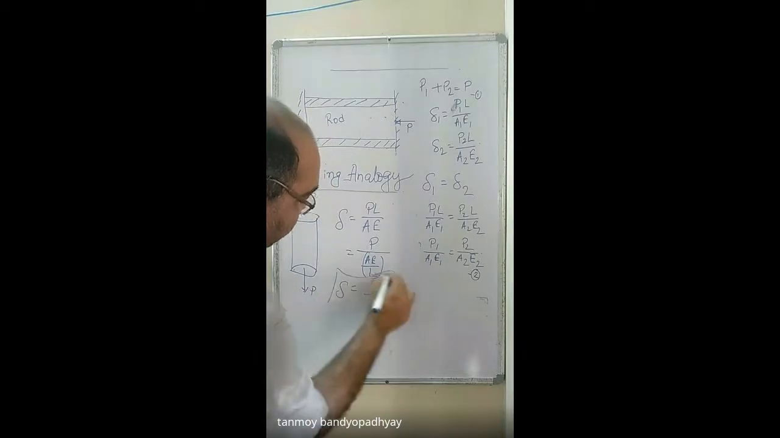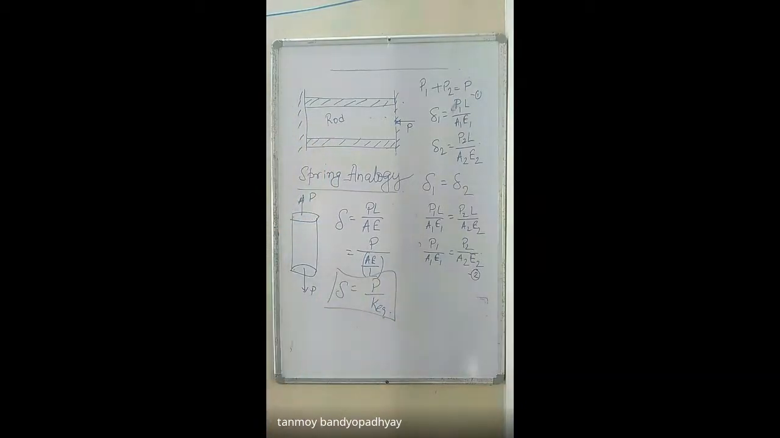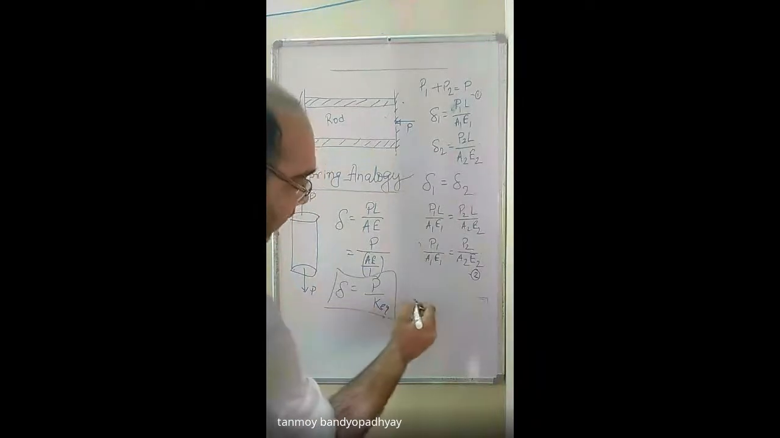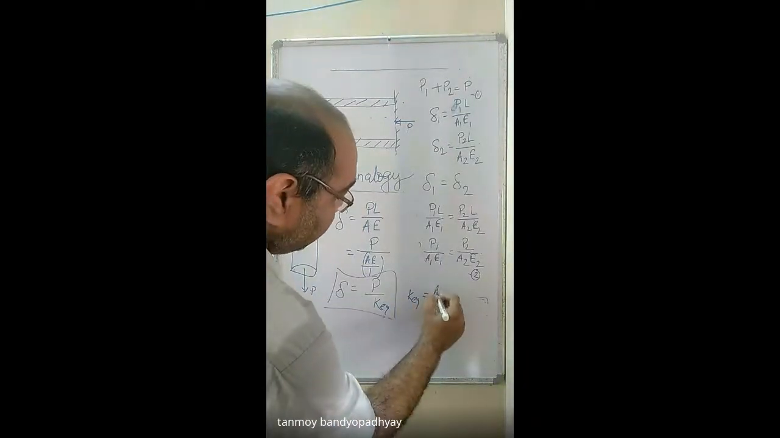So what is this expression? Have you seen this expression somewhere? You have seen this expression in springs. Whenever a spring is loaded, what is the stiffness of the spring? Delta is equal to P by K. So K is equal to AE by L.